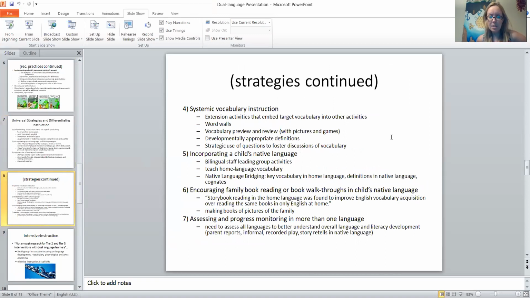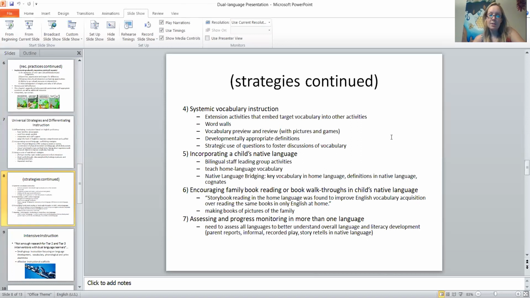That includes developmentally appropriate definitions. So explaining to them what it actually means, and the strategic use of questions to foster discussions of vocabulary. So again, we're going back to those open questions that really engage them to talk about it.